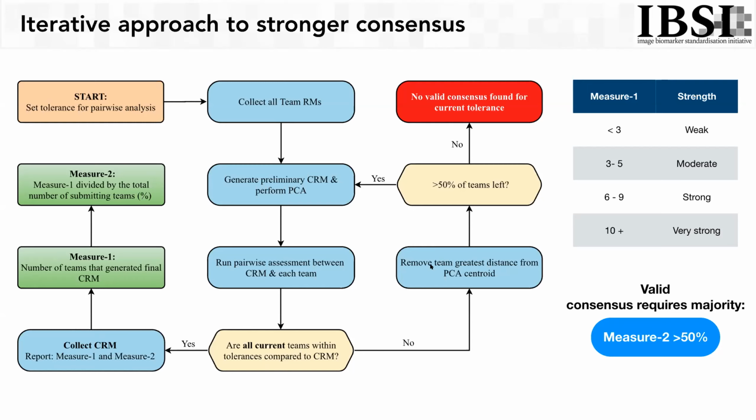And we essentially iterate through this procedure until either we reach a valid consensus or there's less than 50% of teams, in which case we stop, because in our definition, we're looking for an absolute majority of teams to contribute to the consensus response map for it to be valid. And similar to IBSI 1, we're using the same measures for the strength of consensus as before.